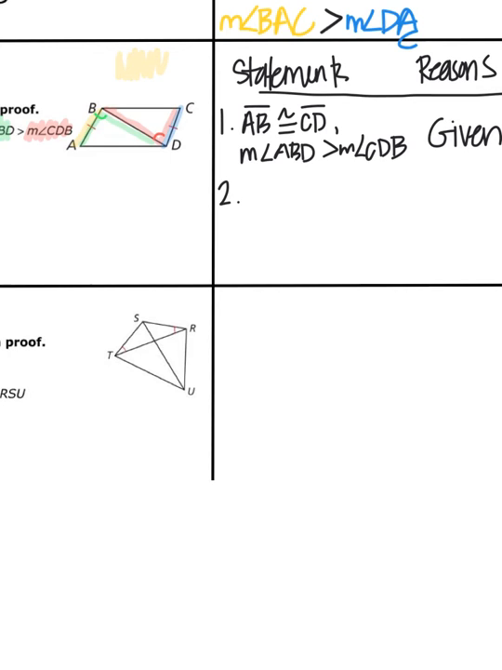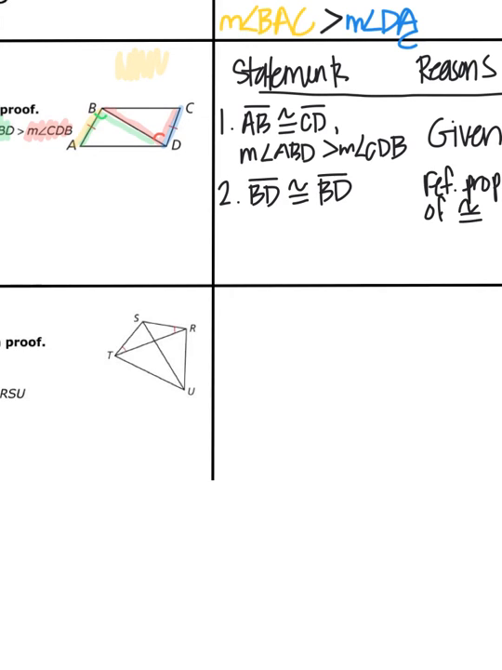The second thing I'm going to look at is that there is a shared side here. Side BD is a side for each of these triangles, and that is the second side they have that is congruent because of the reflexive property. So I'm going to state that. Remember, we have to state everything even if it's obvious. Segment BD is congruent to segment BD, and that is the reflexive property of congruence.